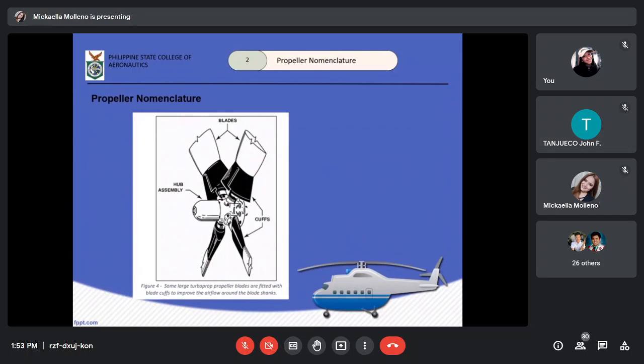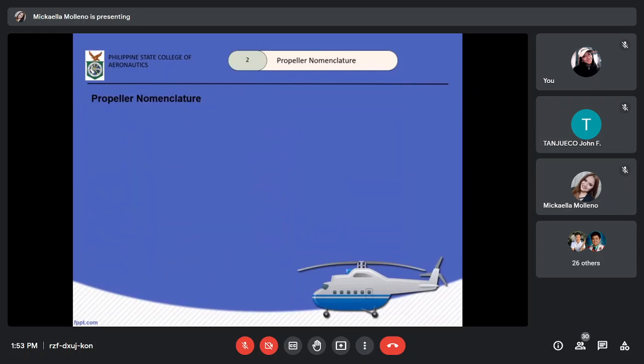Ano yung ginagamit natin na pang-connect sa cuff and sa blades? As you may see there, connected sila. So, these are mechanical clamping devices and adhesive bonding agents. So, gumagamit tayo nun para ma-attach yung ating blades sa ating cuffs.